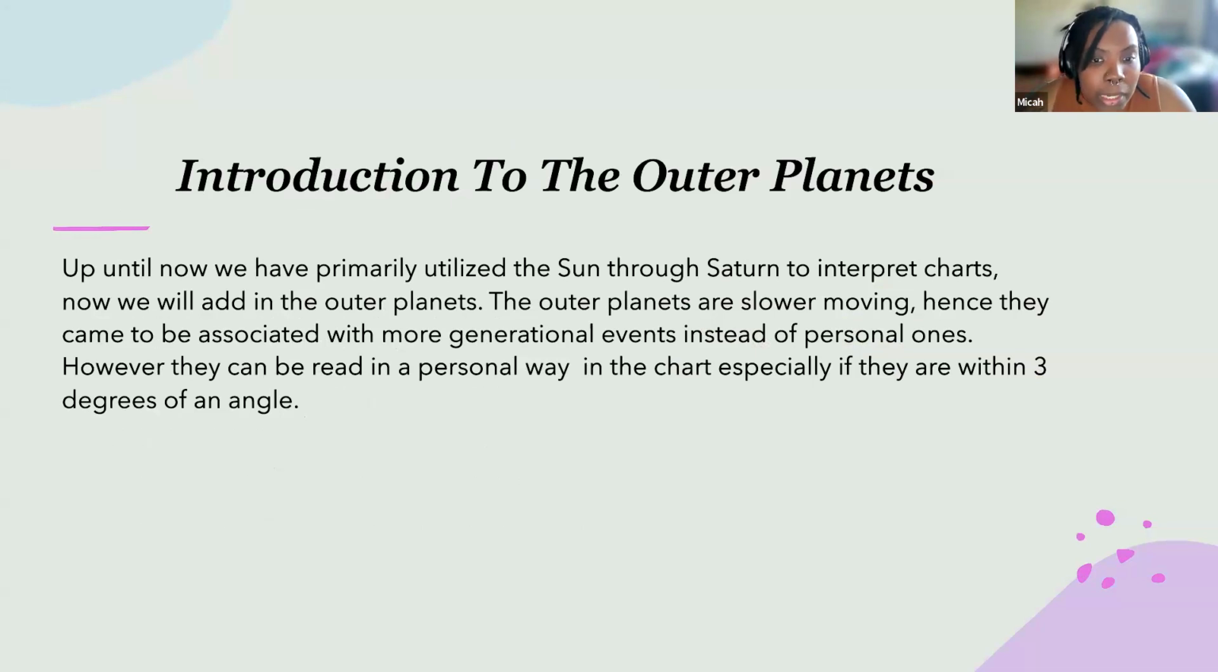Now we'll add the outer planets. The outer planets are slower moving, hence they came to be associated with generational events instead of personal ones. However, they can be read in a personal way in the chart, especially if they're within 3 degrees of an angle.